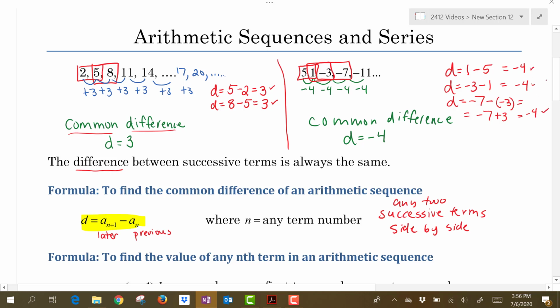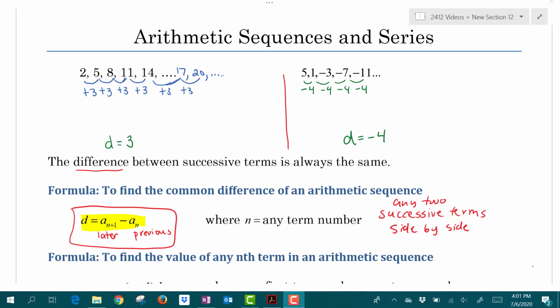So if you can't tell if you have an arithmetic sequence because you're having a hard time finding a common difference, you can always use this formula that works with any two successive terms, and you should get the same number every single time. Let's take another look at these two sequences. Let's call this sequence A.